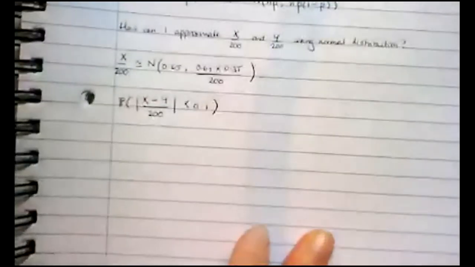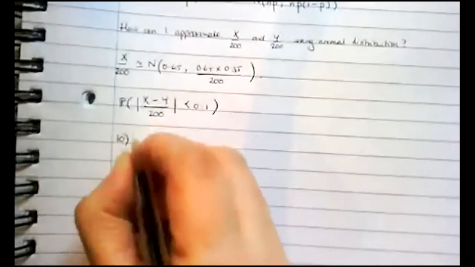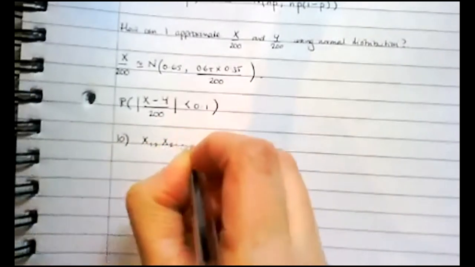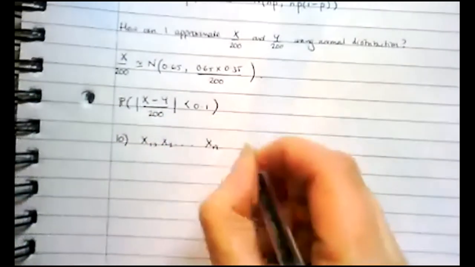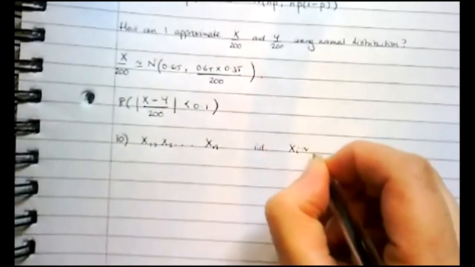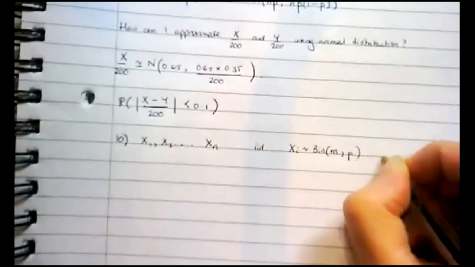We're going to continue having a think about the binomial distribution in question 10. And I realise that we've only got 5 minutes left, but I think we should at least be able to do the bias section of question 10. So we were given n random variables, x1, x2, up to xn. We were told that these are IID and that xi is distributed binomial m and p, and we don't know p.